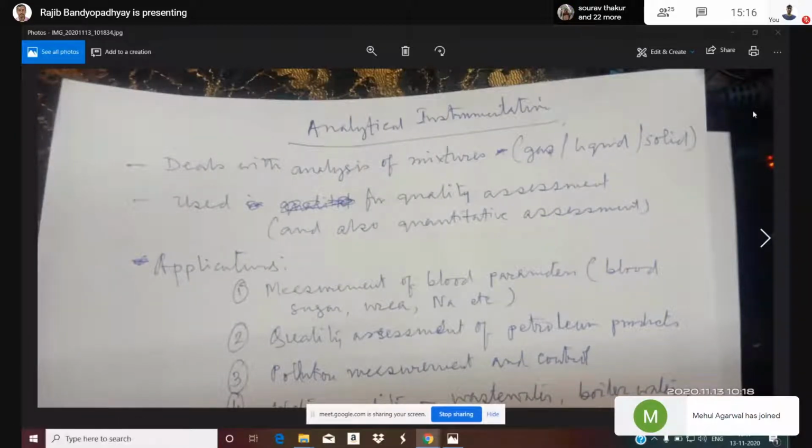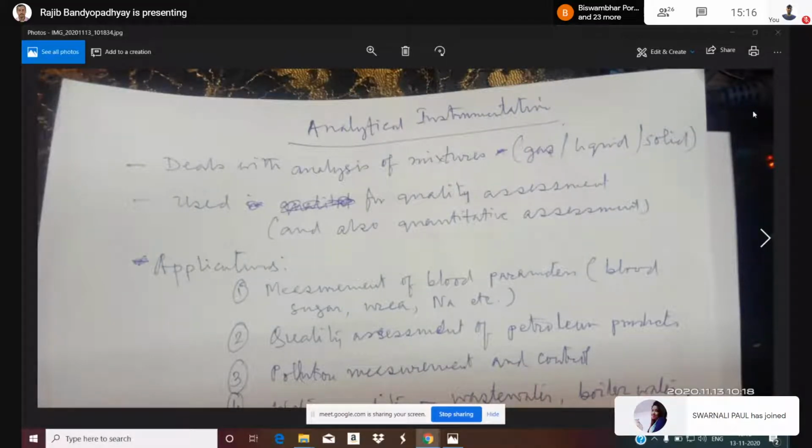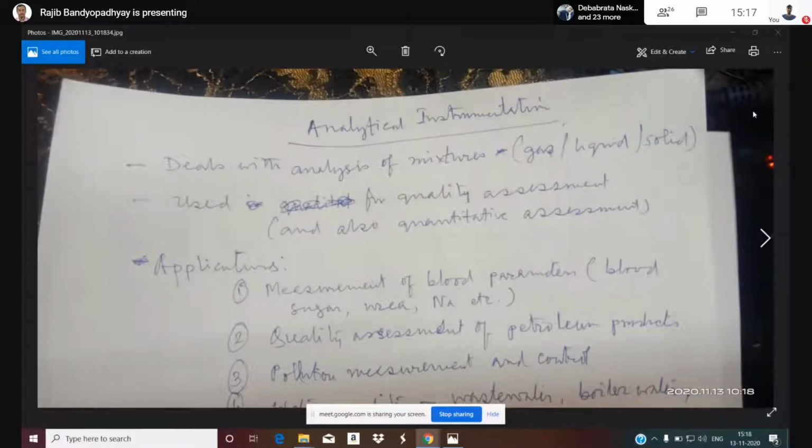Okay, so you see, I've written just like on a blackboard, the way we write. I have written on a sheet of paper and taken a photograph. So this is in a nutshell what I've mentioned. It deals with the analysis of mixtures. It can be gas, mostly gas or liquid, or solid also. Sometimes we need to find out the composition of solids, particularly in steel plants or other places where metals are extracted. It is used for quality assessment of different products.